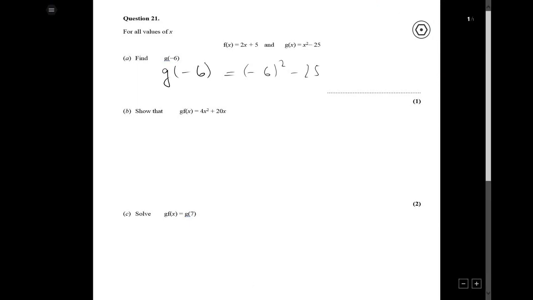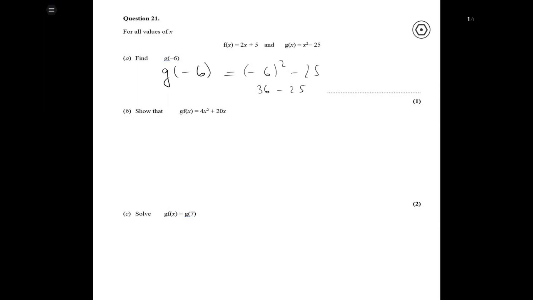I'm going to do a bit of mental maths because it's quite early. So I'm going to square minus 6. Minus times minus is plus. 6 times 6 is 36. So that's a positive 36, minus 25. And if I'm not wrong, I think that's 9.